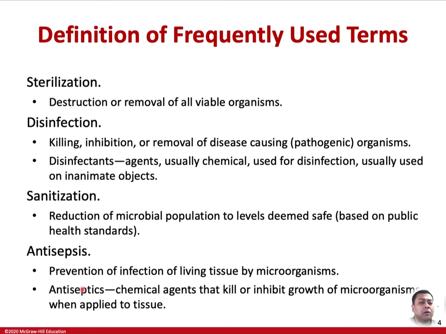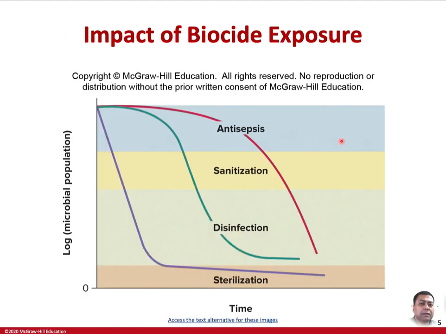On the other hand, we already talked about antisepsis, preventing the infection of living tissue by microorganisms, and antiseptics are the chemical agents that kill or inhibit the growth of microorganisms when applied to the tissue. Most of the time, antiseptics are used on the skin surface though. So here we are looking at the impact of biocide exposure, and the shape of each curve reflects the various conditions that influence biocide effectiveness.